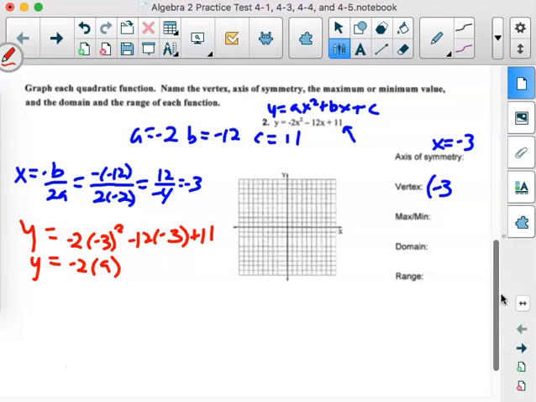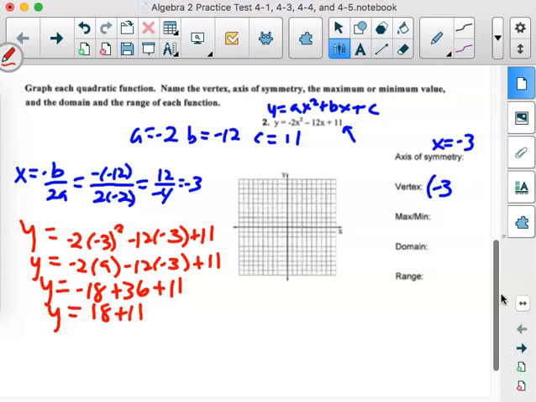And then we can do the multiplication, but let's wait a second to make sure that everybody sees that you do exponents first. And then we'd multiply left to right. -18 plus 36 plus 11. -18 plus 36 is 18 plus 11, and y equals 29. So I've got a very large y value here.